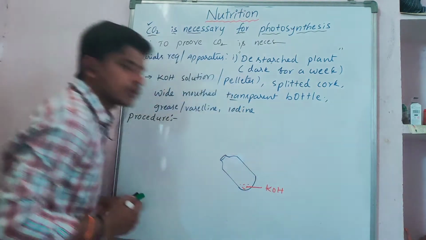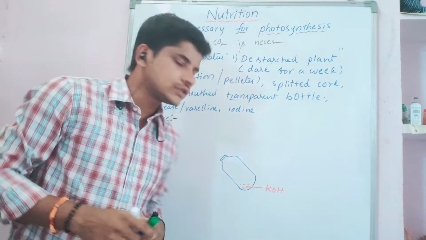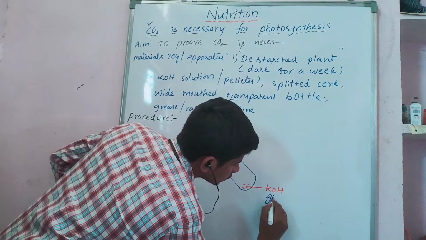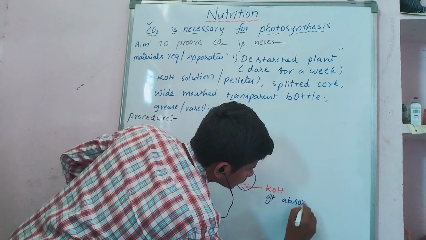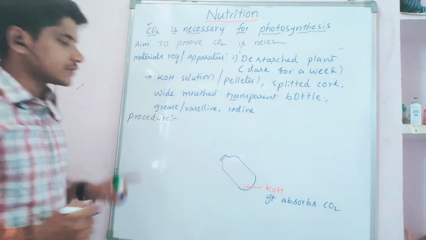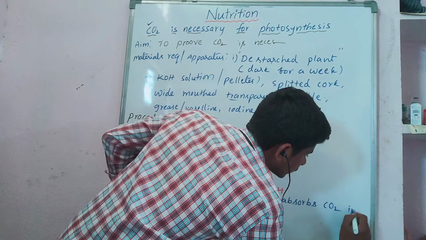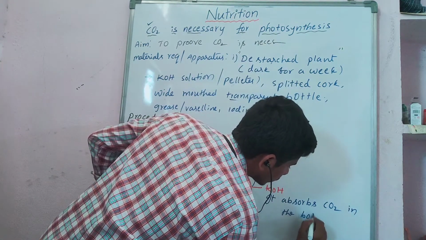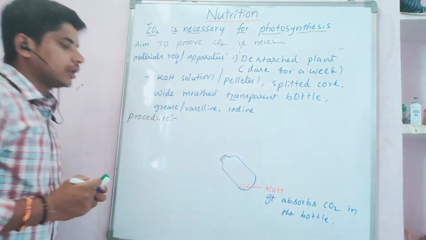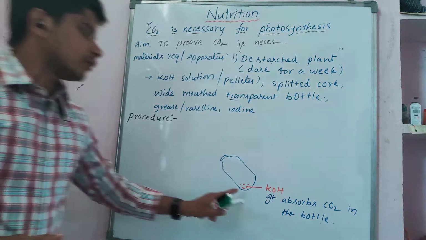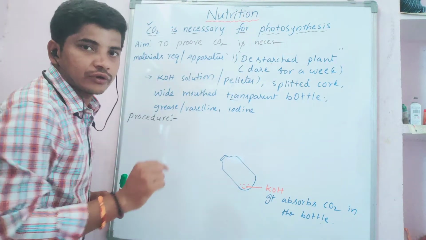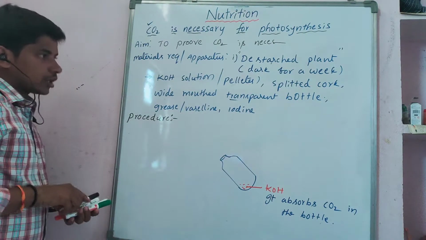What is the advantage of taking KOH here? It is very important. It absorbs carbon dioxide. It absorbs the carbon dioxide present in the bottle. So whatever carbon dioxide is present in this area of the bottle will be absorbed by the KOH solution or pellets. Okay, so take KOH in a bottle, and now the split cork.